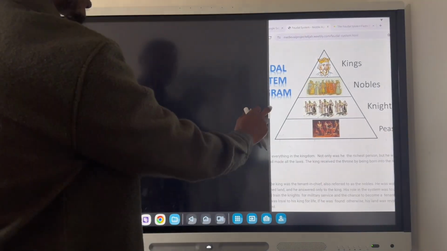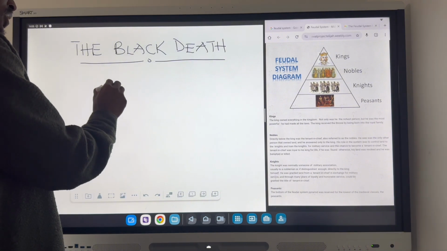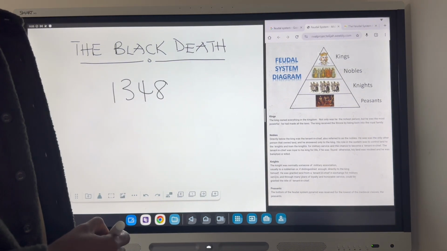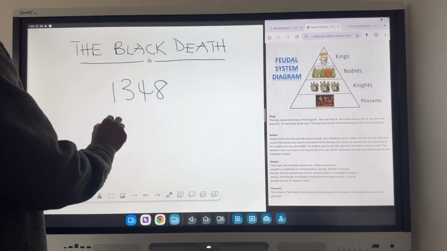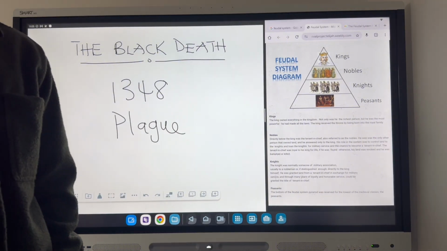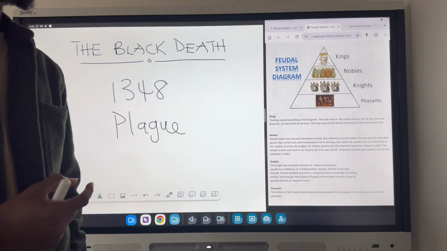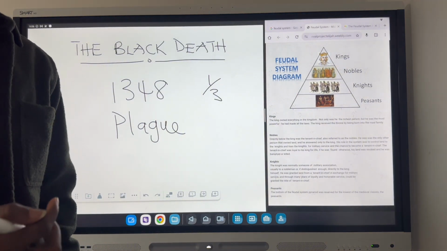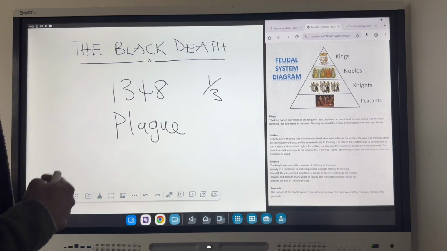So if you look at the Black Death, that happened in the year 1348, and during that time there was some sort of plague. What happened was this plague killed about 1/3 of the population of England. So 1/3 of the entire population were wiped out during this time by what is known as the Black Death, and it was caused by a plague.